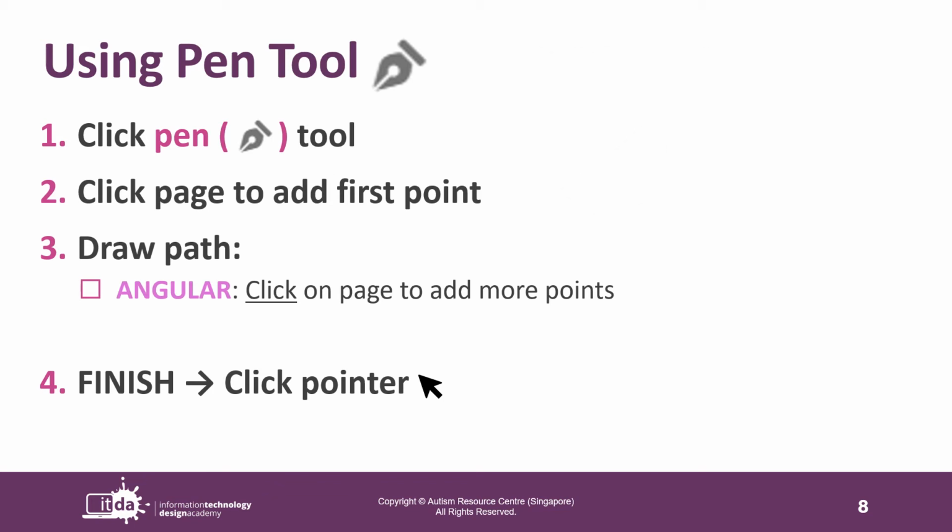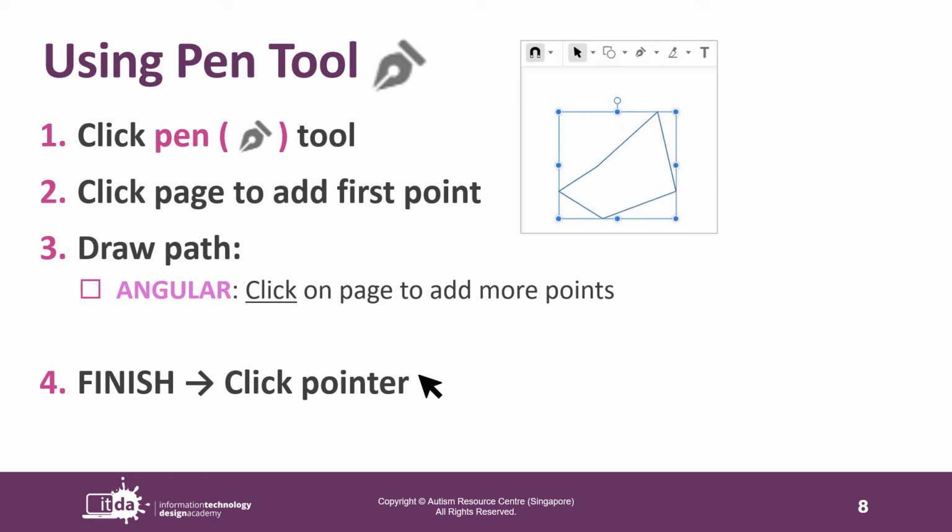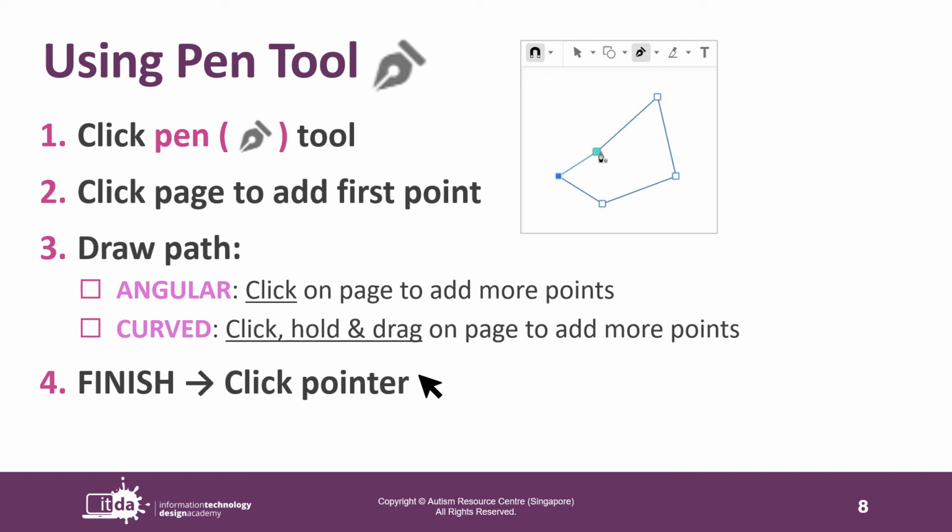So here is a quick GIF to show you how it works. Click onto the pen tool and just click, click, click the page multiple times to create your shape. Once done, click onto the pointer, and that will allow you to change the fill color and do other adjustments. Now the next thing is a curved shape.